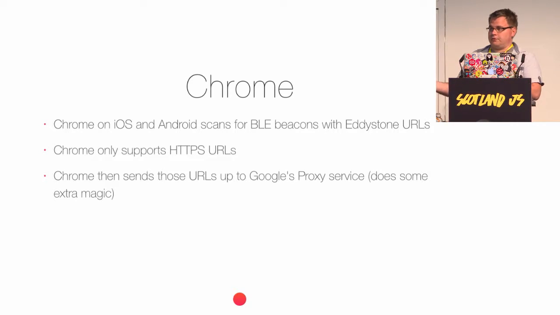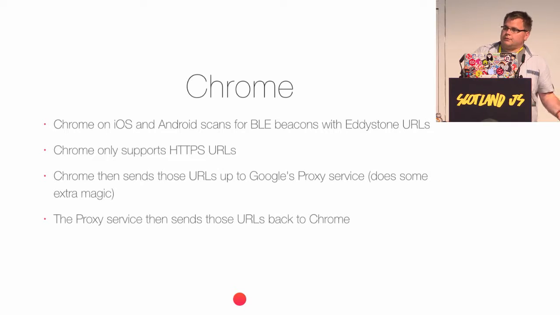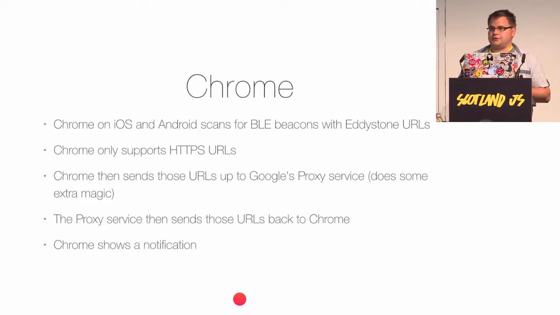Other browsers, Opera is kind of working on this at the moment, and Opera will have its own proxy service. So it's not like Google own everything. Yeah, so the proxy service then sends those URLs back to Chrome after collecting some information about them, and then Chrome shows a notification. So if you've got Android today with Chrome, in the most stable version of Chrome, you should be able to see a notification on your phone right now, because I'm broadcasting about 5 different URLs.